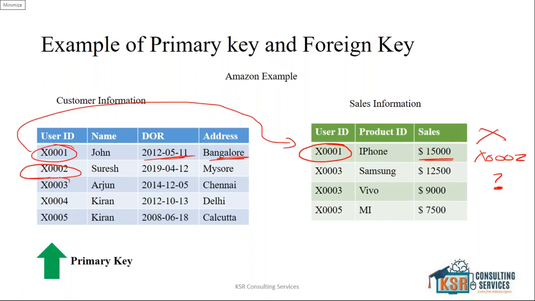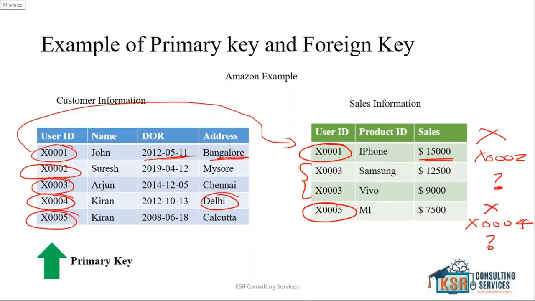Come to Arjun. Maybe Arjun has purchased two products. Come to Kiran. Kiran from Delhi has not purchased anything because X0004 is something which I don't have. And come to X005. This guy purchased an MI phone, and he is from Calcutta. So what exactly has happened?